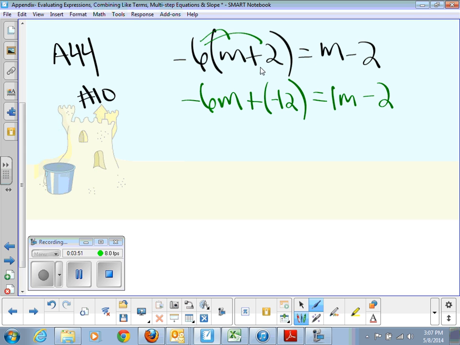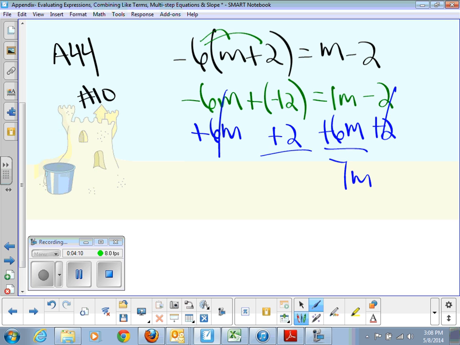Now we have m's on both sides of the equation. So I'm going to say the next step: these are positive, these are negative, so I like to get rid of the negatives. And 1m plus 6m is 7m. And we can go ahead and get rid of the minus 2 by adding 2, because negative 2 plus 2 is 0. So we add 2.